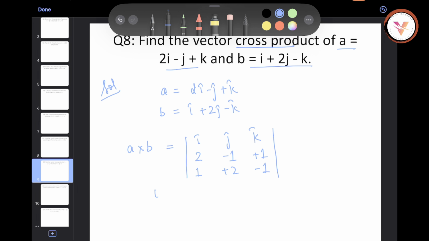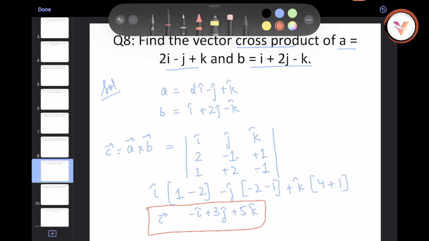First write i cap and then multiply these two terms, that is minus 1 into minus 1 is plus 1, minus plus 2 into plus 1 is 2, then minus j cap, it is minus 2 minus 1, and k cap, which is 4, and minus 1 minus plus 1. So this goes to be minus i cap minus 3 j cap and plus 5 k cap. So this is the cross product of these two vectors. It's simple.